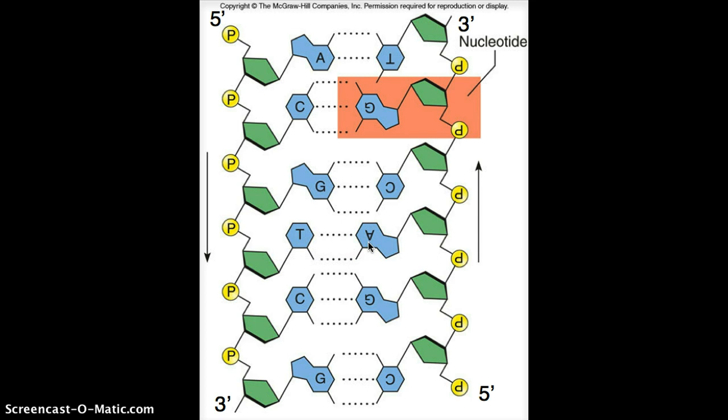Now, if these strands were in an actual cell and making up a chromosome, they would be much, much longer. So this is just a small snapshot. And also they would be twisted into what's called a helix, and you'll see that in another picture.